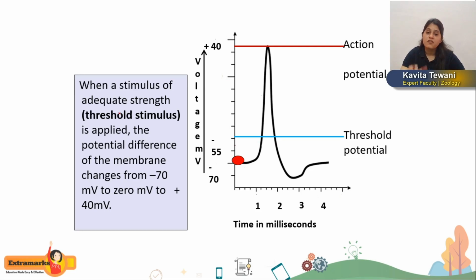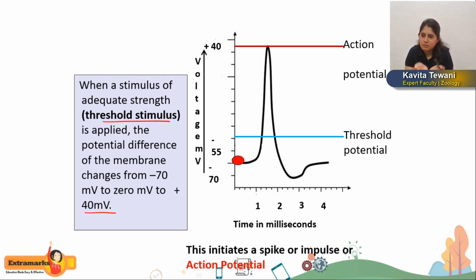Now, when a stimulus of adequate, optimum strength, which you can call a threshold stimulus, is applied, it ranges from minus 70 to 0 millivolt to plus 40 millivolt. I told you the range when I am talking about the action potential or resting membrane potential. Any stimulus which is of some minimum strength, are you understanding? Adequate strength, minimum strength it must be of. That stimulus is called a threshold stimulus.